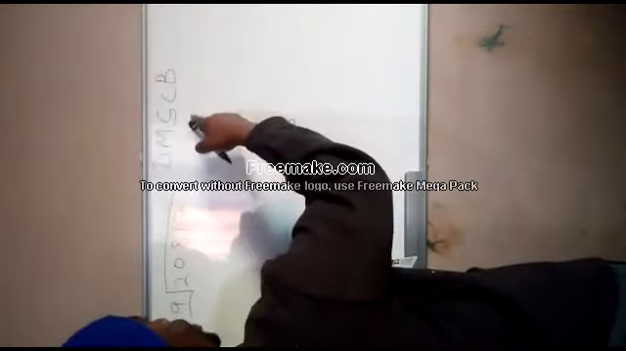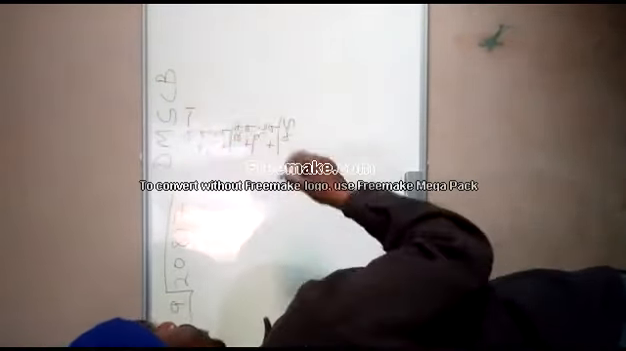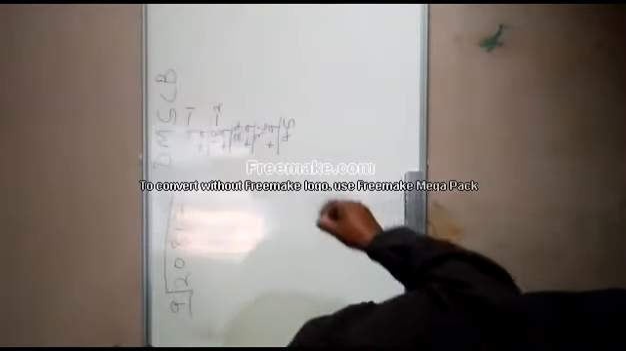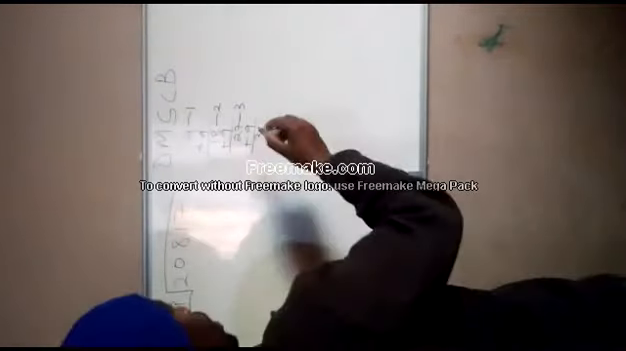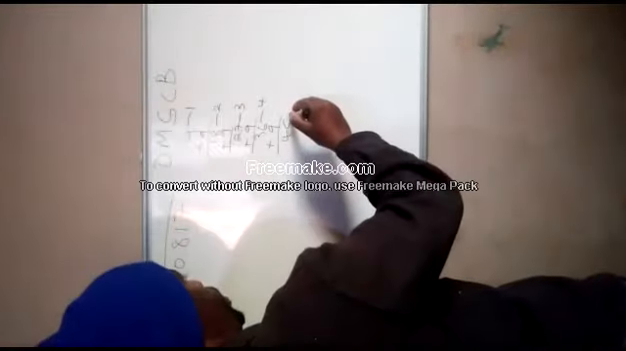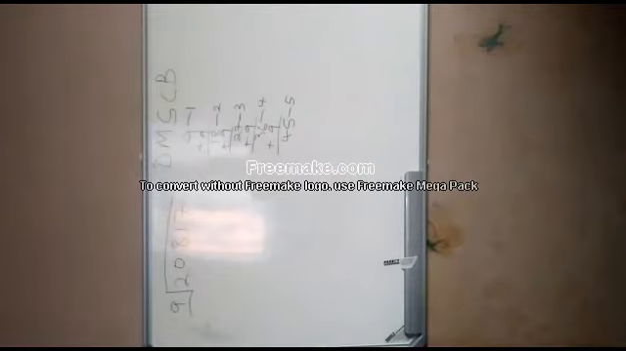So 9 into 9 goes once. 9 into 18 goes 2 times. 9 into 27 goes 3 times. 9 into 36 goes 4 times. 9 into 45 goes 5 times. Like that. So now you can start dividing.